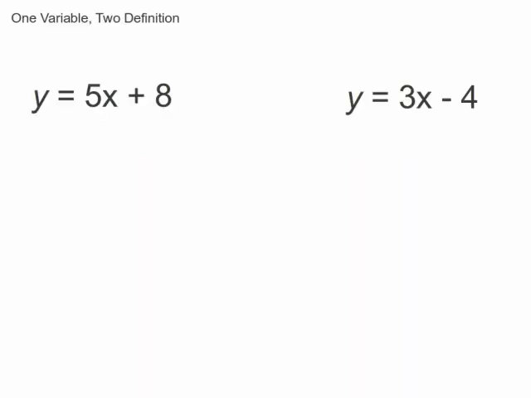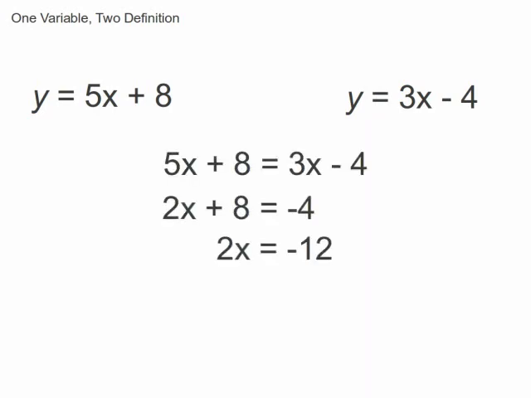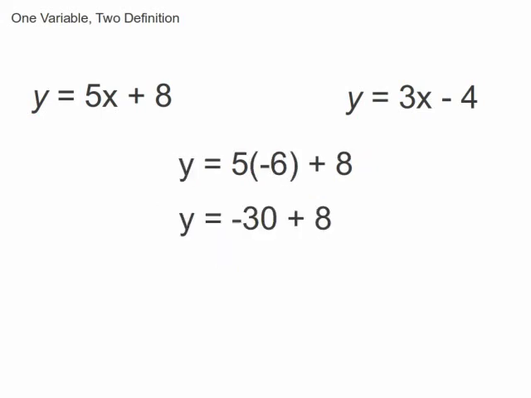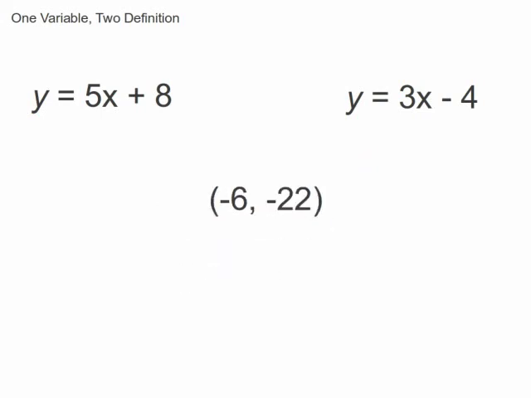Sometimes you'll be asked to solve a system of linear equations where both equations are already set equal to the same variable. If that's the case, set the equations equal to each other and solve for the remaining variable. Use that value to solve for the other variable and write the answer as an ordered pair.